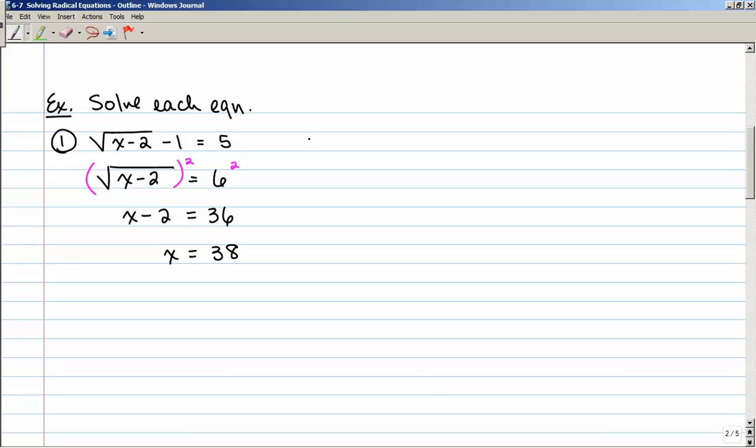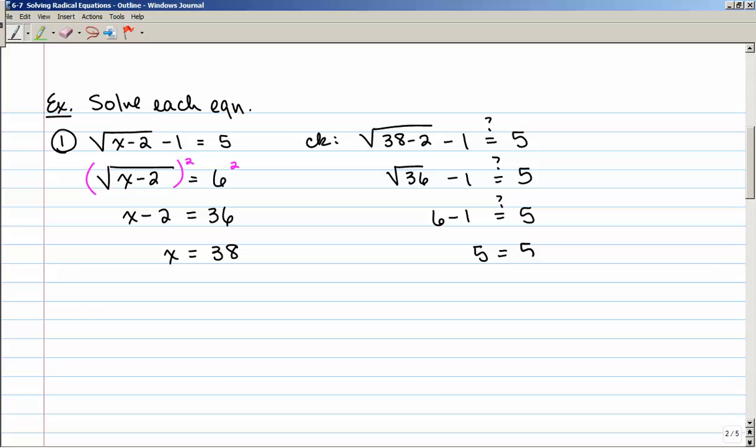Now I have to check this. And remember, the way we check an equation is to take the solution and plug it back into the original problem for x. So is the square root of 38 minus 2, minus 1 equal to 5? We don't PEMDAS this, but we solve or simplify each side of the equal sign. So is the square root of 36 minus 1 equal to 5? Is 6 minus 1 equal to 5? Indeed it is. So that one works. So my solution is x equals 38.